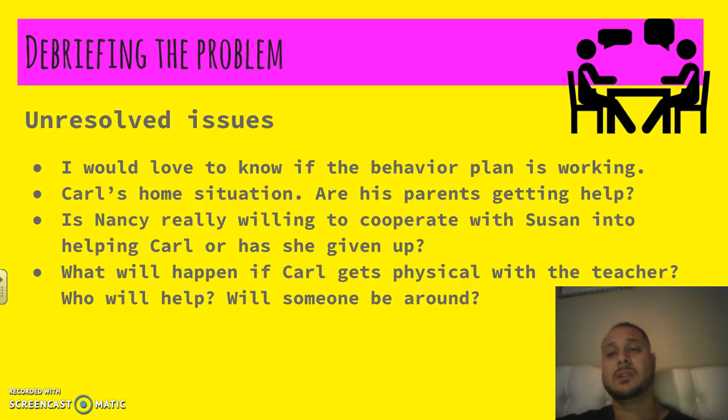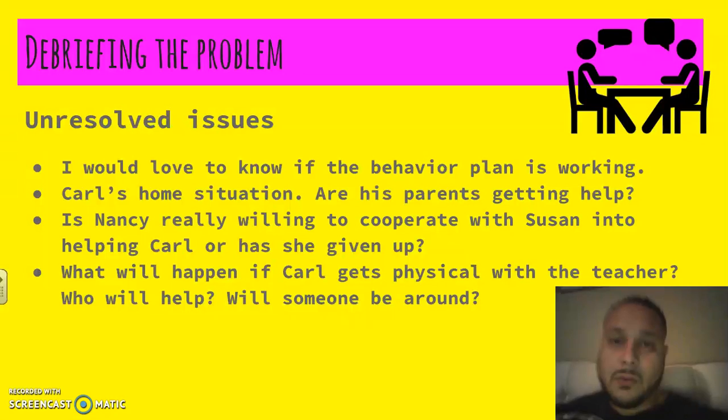Unresolved issues on the case study. I would love to know if the behavior plan worked. Also, Carl's home situation. Are his parents getting help? Is Nancy really willing to cooperate with Susan in helping Carl, or has she given up? We don't know that. What will happen if Carl gets into a physical altercation with the teacher? Is somebody going to be there to help her? Is somebody going to be around? So it's those issues I would like to see.